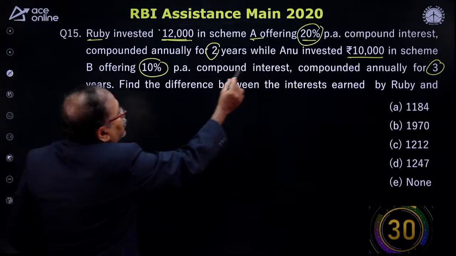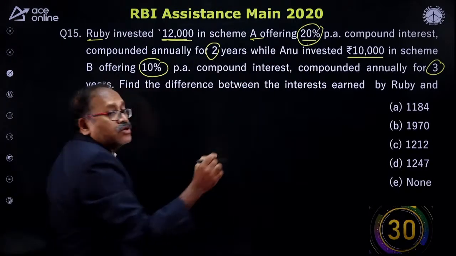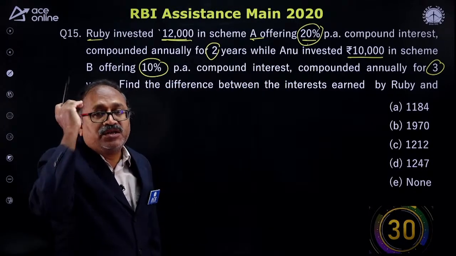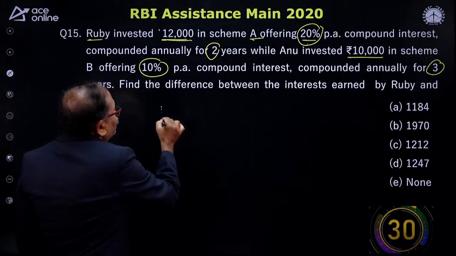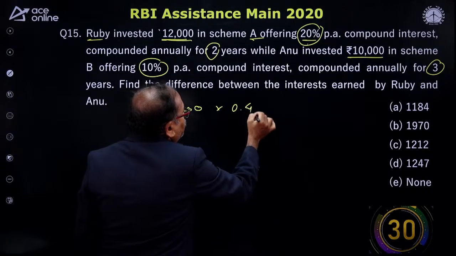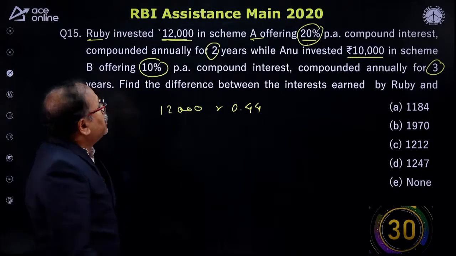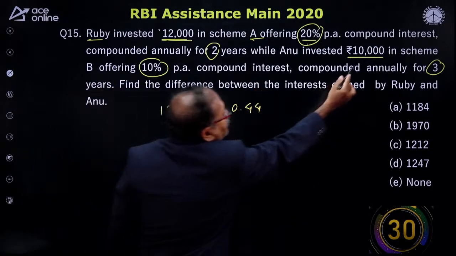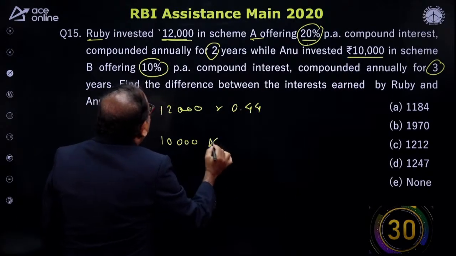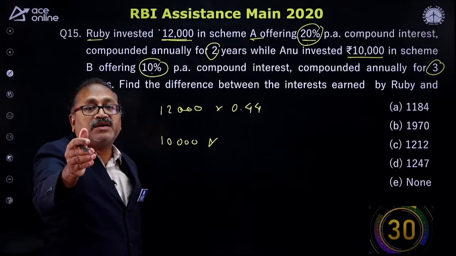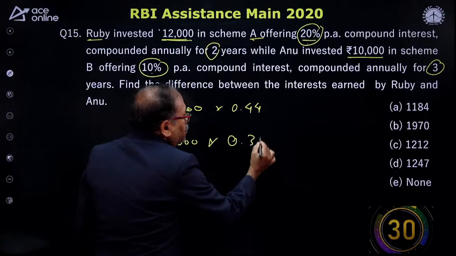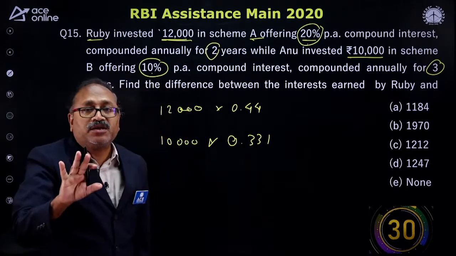So I know that 20% per annum for 2 years compound interest is 44%. This percentage calculation should be already there in your mind. So on this 12,000, I will be getting 44%, that means 0.44. And on this 10,000, what is the interest I will get? Here it is 10% per annum for 3 years, it is 33.1%. So it is 0.331. This figure should be there in your mind.